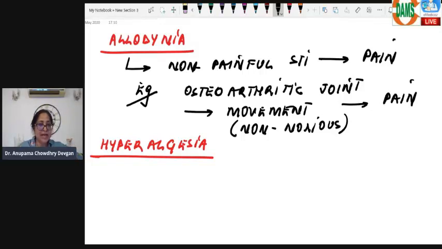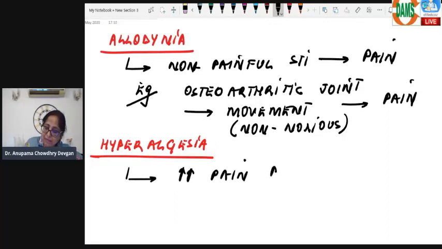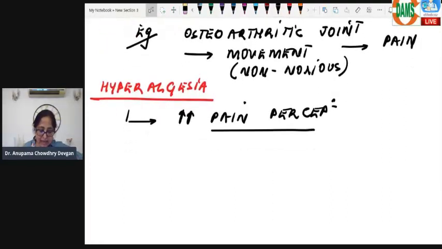So what is allodynia? Allodynia is when a non-painful stimulus produces pain. For example, in an osteoarthritic joint, when a non-noxious, non-painful stimulus produces pain, we call it allodynia. What is hyperalgesia? Hyperalgesia is a heightened pain perception. That is hyperalgesia.